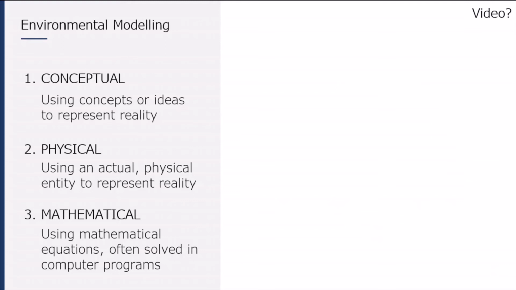And considering these 3 types of models, let's look at some examples. Each of the models that I'm going to show you are representing sea level rise. That is, the increase in level of the world's oceans due to global warming.